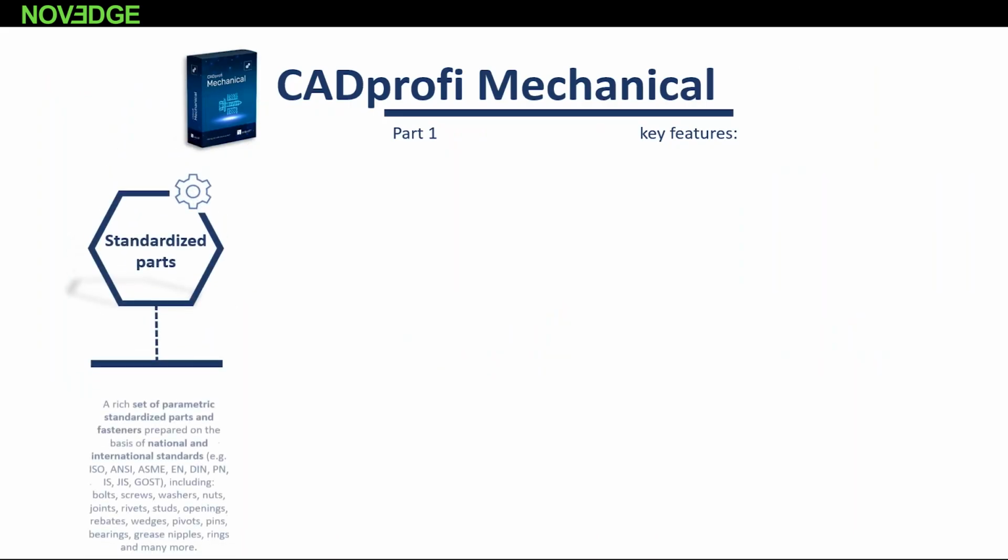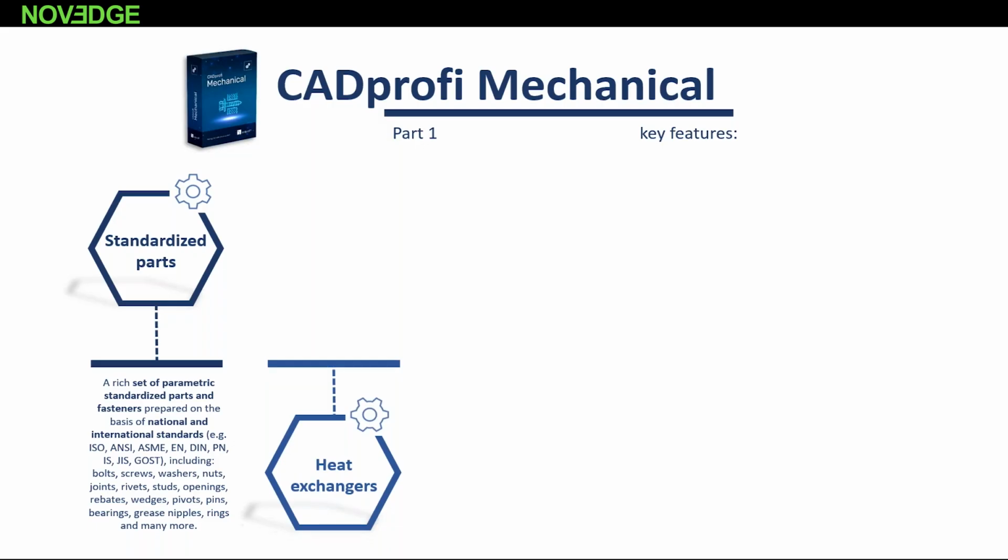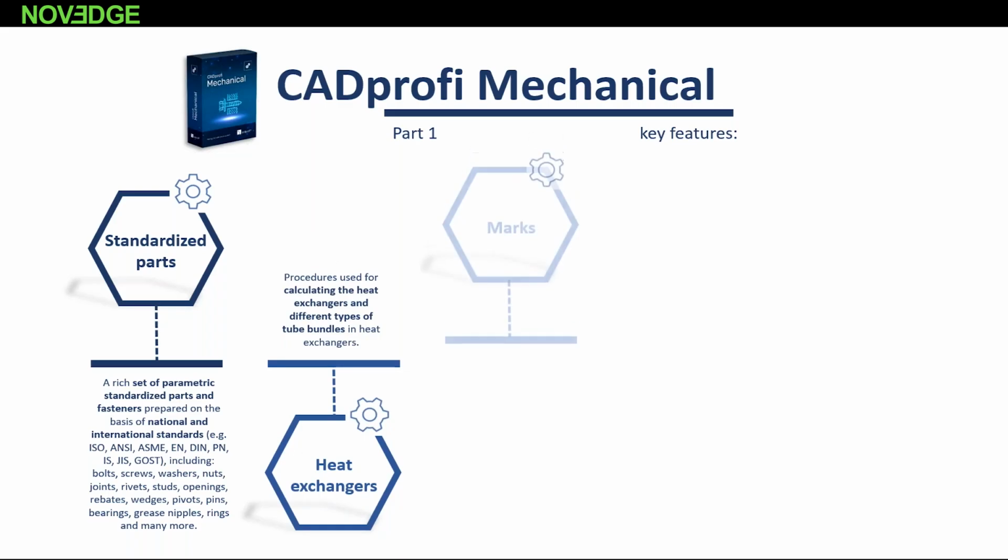When we are speaking about standardized parts, those are the parts that are in the mechanical module, and those are parts like fasteners prepared on the basis of national and international standards. I have already named a few of them, and that would include bolts, screws, washers, nuts, joints, and many more. Heat exchangers: those are procedures used for calculating heat exchangers and different types of tube bundles in heat exchangers.